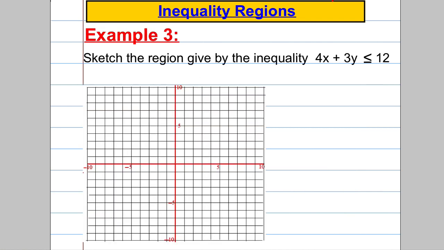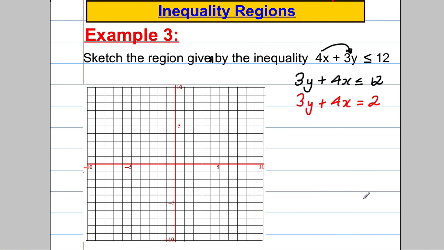Let's sketch the region given by the inequality 4x add 3y is less than or equal to 12. The first thing we're going to do is, it's in the form we're looking for, we could write it as 3y add 4x is less than or equal to 12, just to swap it around the right way so that the y is first, but it doesn't really matter. Now we want to draw the line 3y add 4x is equal to 12. We want to firstly draw that line.